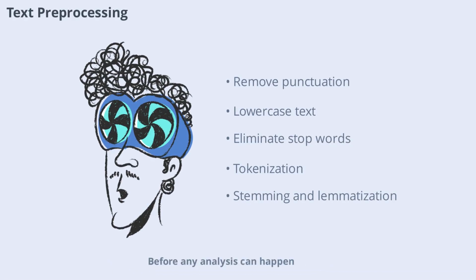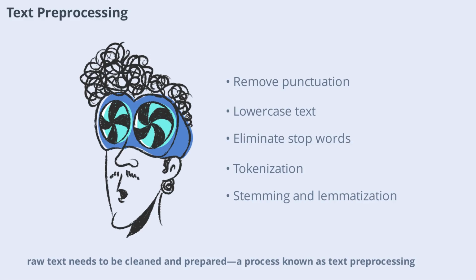Before any analysis can happen, raw text needs to be cleaned and prepared, a process known as text preprocessing. This involves several steps such as removing punctuation, converting all text to lowercase, and eliminating stop words like the or and. Preprocessing also includes tokenization, which splits text into individual words or sentences, and stemming or lemmatization, which reduces words to their root form. These steps ensure that the data is consistent and ready for further analysis, making them a crucial first step in any NLP project.